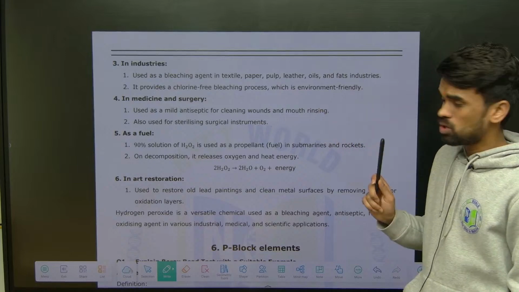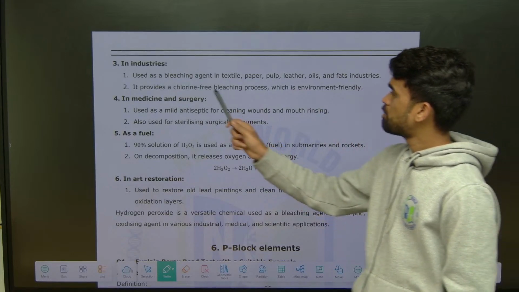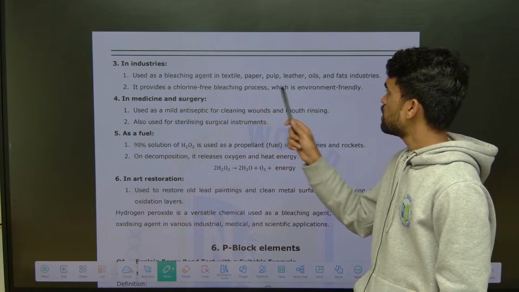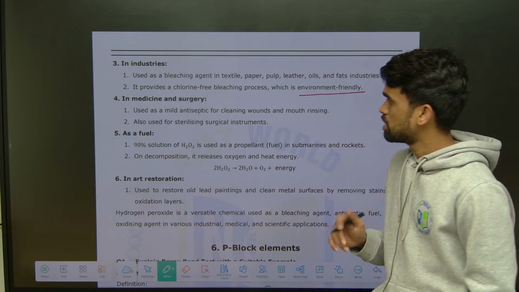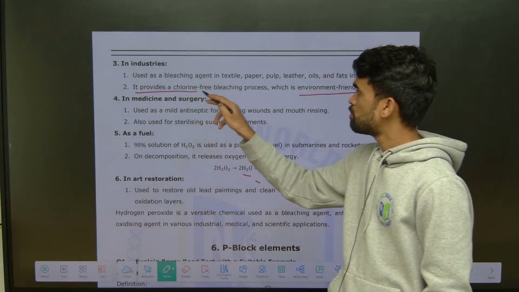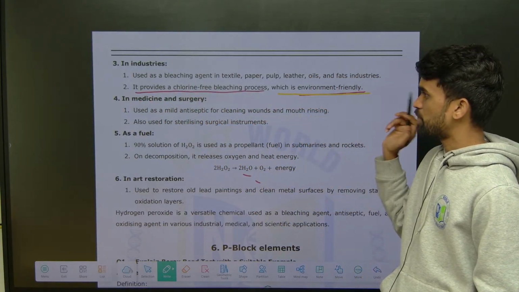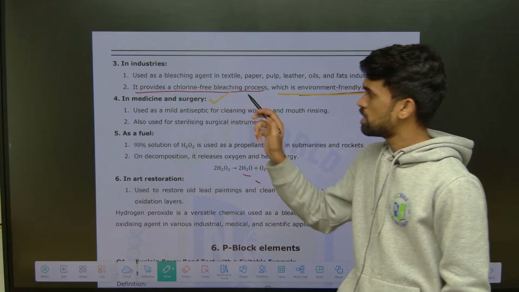Next, it is used in industries like textile industry, paper industry, pulp, leather, oil and fat industries. For bleaching purposes, it provides a chlorine-free bleaching process which is environmentally friendly, eco-friendly. So it provides a chlorine-free bleaching process which is environment friendly. And it is also used in medicine and surgery.